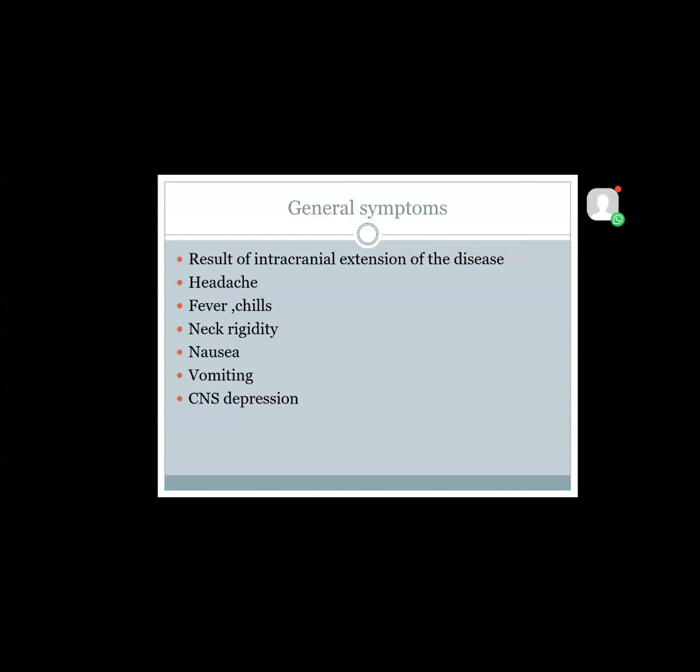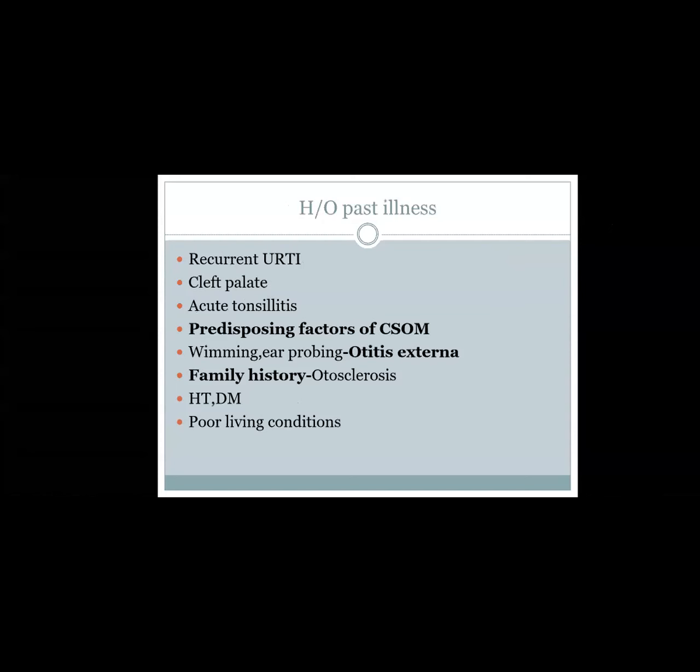Okay. Then you have to ask for the past history, recurrent upper respiratory tract infection. The upper respiratory tract infection we have to ask, and also cleft palate.